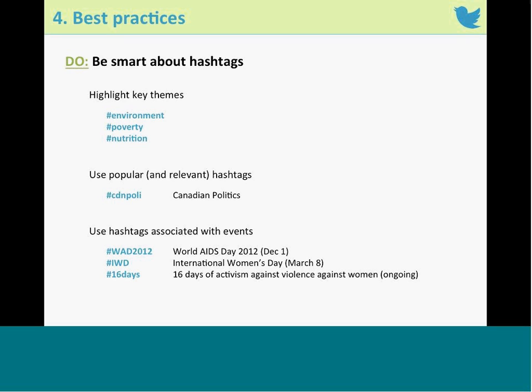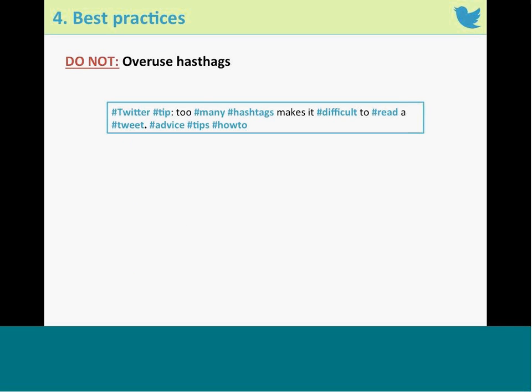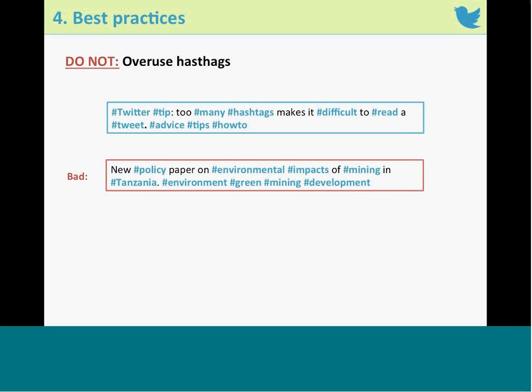And now a few don'ts. Speaking about hashtags, it's really important not to overuse hashtags. As you can see in this tweet, Twitter tip, too many hashtags makes it difficult to read a tweet. It can actually make your tweets illegible if you use too many hashtags. For example, this is a really bad way of using hashtags. New policy paper on environmental impacts of mining in Tanzania. So I put hashtags before policy, environmental impacts, mining, Tanzania, and then I've also tagged it with 4 extra hashtags. It's hard to read. It also sort of loses the meaning, and if there are so many hashtags, none of them actually really jump out at you.